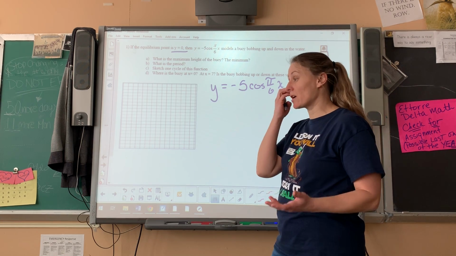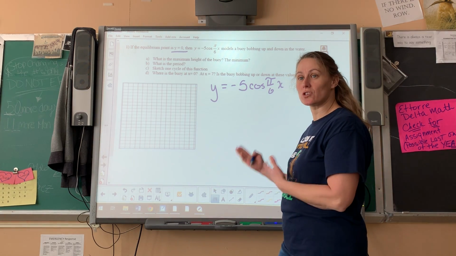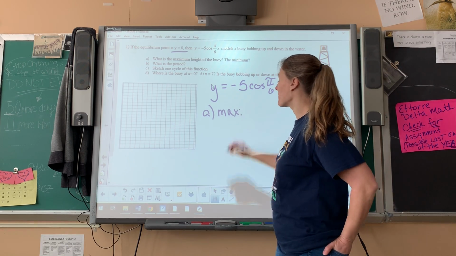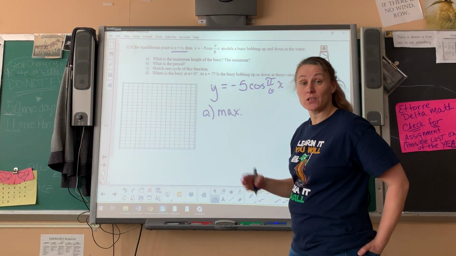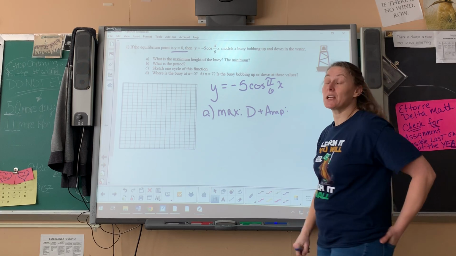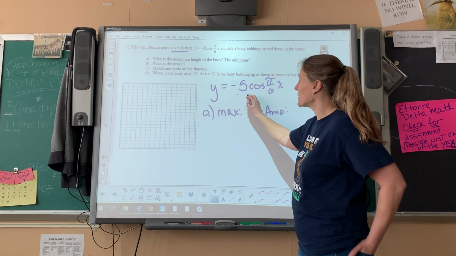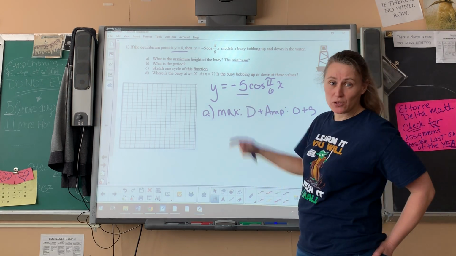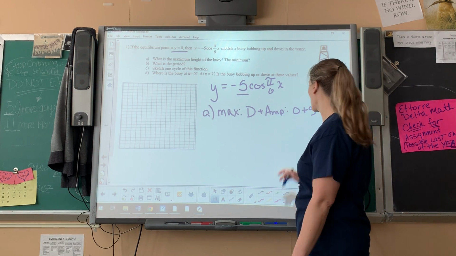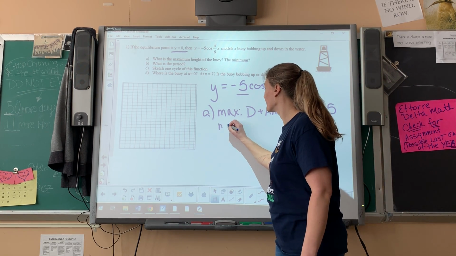And the basic questions that they ask are max, min, period, all that kind of stuff. So it's the same questions, just you have to translate it to a word problem. So part A says, what's the max? So remember, when we're doing the range, it's the min to the max. So the max would be D plus the amplitude. D is 0, we've said this already. So it's 0 plus the amplitude is 5. Remember, amplitude is always positive, so even though this is -5, the amplitude is 5, right? So the highest it goes is 5, whatever the units are.